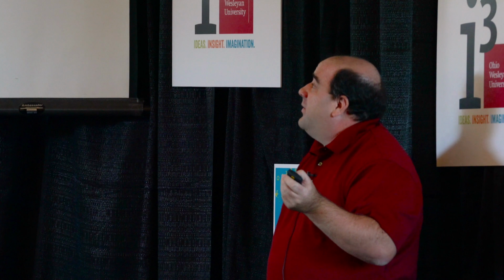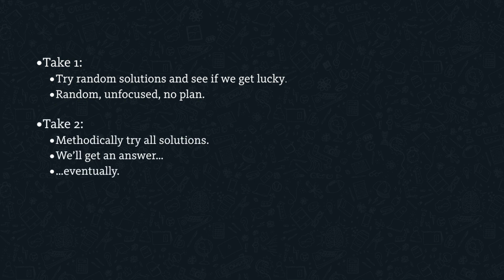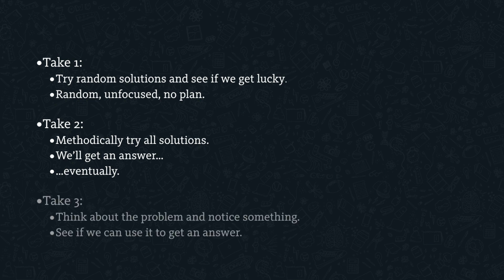So very quickly here at the end, let's think about what we did. Our first pass was to try a random drawing of lines and see what happened. That was fun, but it was random, it was unfocused, we had no plan, and we could make the same mistakes over and over again. Our second try was to methodically try all the solutions, to generate all permutations, and yes, that will get an answer eventually. This is where I throw in multiples of the age of the universe and things like that. Computers are never going to be fast enough.